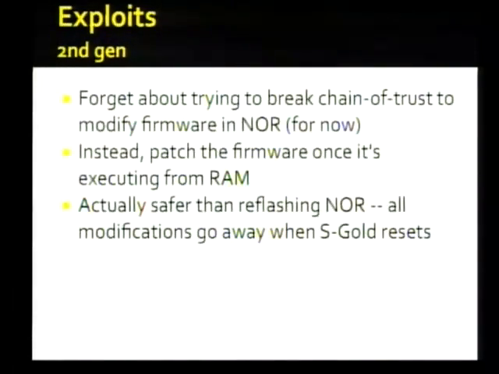All right, well, this is the core of what I'm talking about. There are exploits for the second-gen phone. Chain of trust is tough to beat. It's not impossible to beat. It would be possibly easier to beat if we had an image of the boot ROM, but we don't. So for now, we're just going to avoid breaking the chain of trust. We're just going to try to patch the firmware once it's running out of RAM.